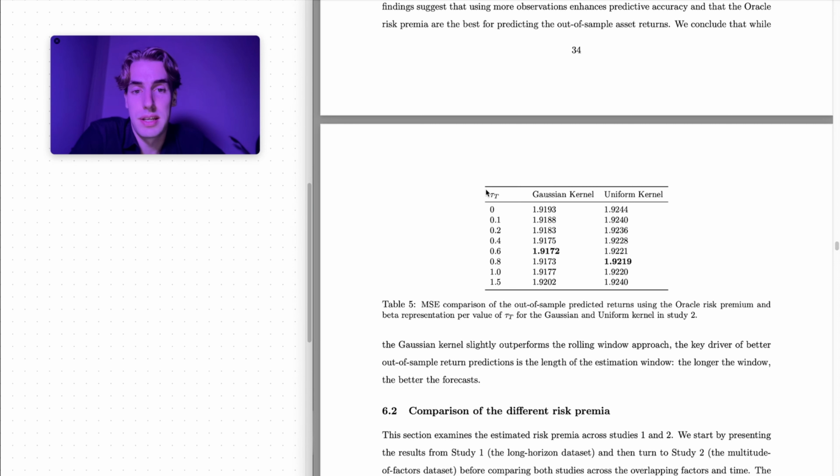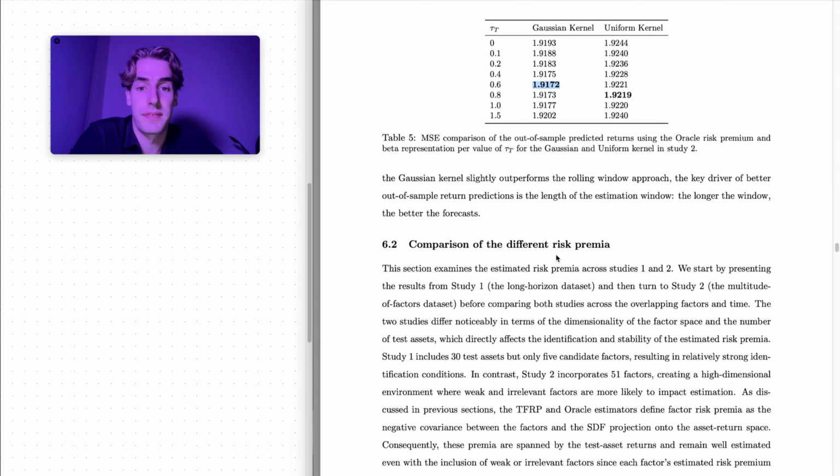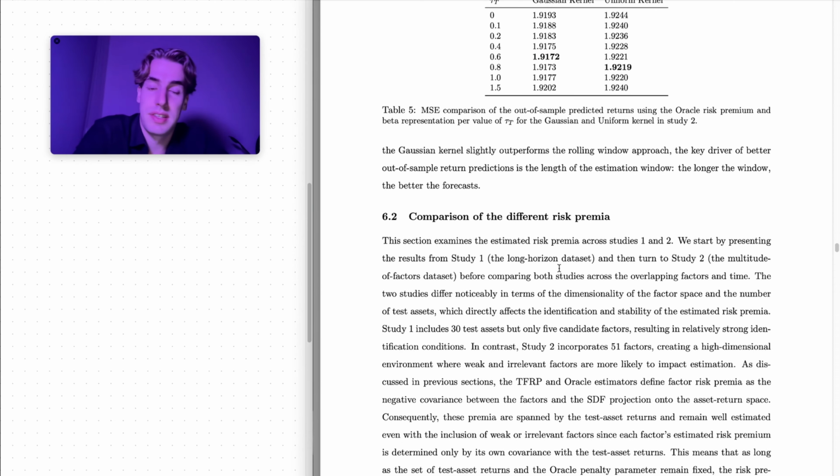Then we also look at what's the impact of the different values of tau in the mean square error. And what we see is that actually our chosen value of 0.1 for the tau parameter is not ideal. According to the mean squared error, it would be better to choose a tau of 0.6 for the Gaussian kernel. That penalizes more, but by penalizing more factors, we actually obtain a lower mean square error. That's an interesting finding. So that is this section.